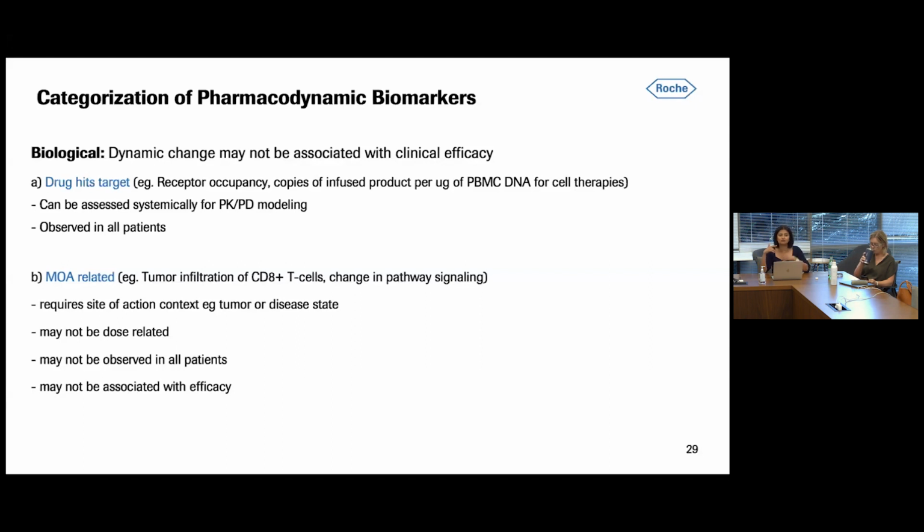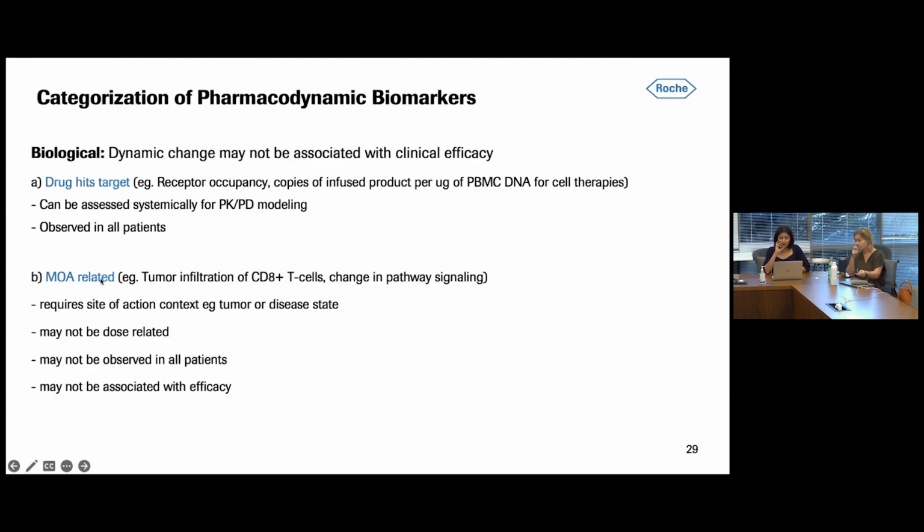Another example I gave you earlier was with an AKT inhibitor and looking at changes in phospho-AKT over time in peripheral blood cells. You can use that data to do PK/PD modeling and assess, is my body reacting to my drug in the way I expect it to? And like I mentioned, these can be observed in all patients, okay?